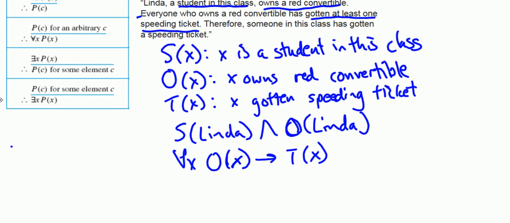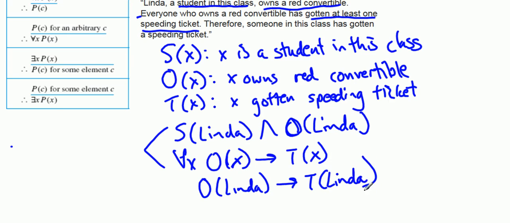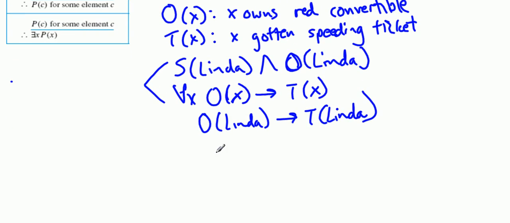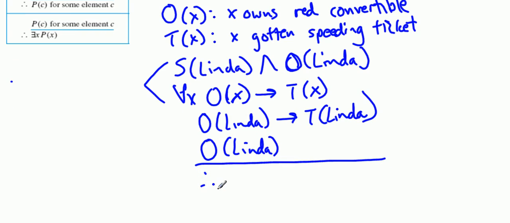Okay. So we have our premises set up right here, and we have to come up with a conclusion that someone in this class has gotten a speeding ticket. So if we put together s of Linda and O of Linda together with for all x, O of x implies t of x, well, if we know that O of x implies t of x for all x, then it certainly must work for Linda. So O of Linda must imply t of Linda. And we know that we already have O of Linda. If you put those two together, you can therefore conclude t of Linda.